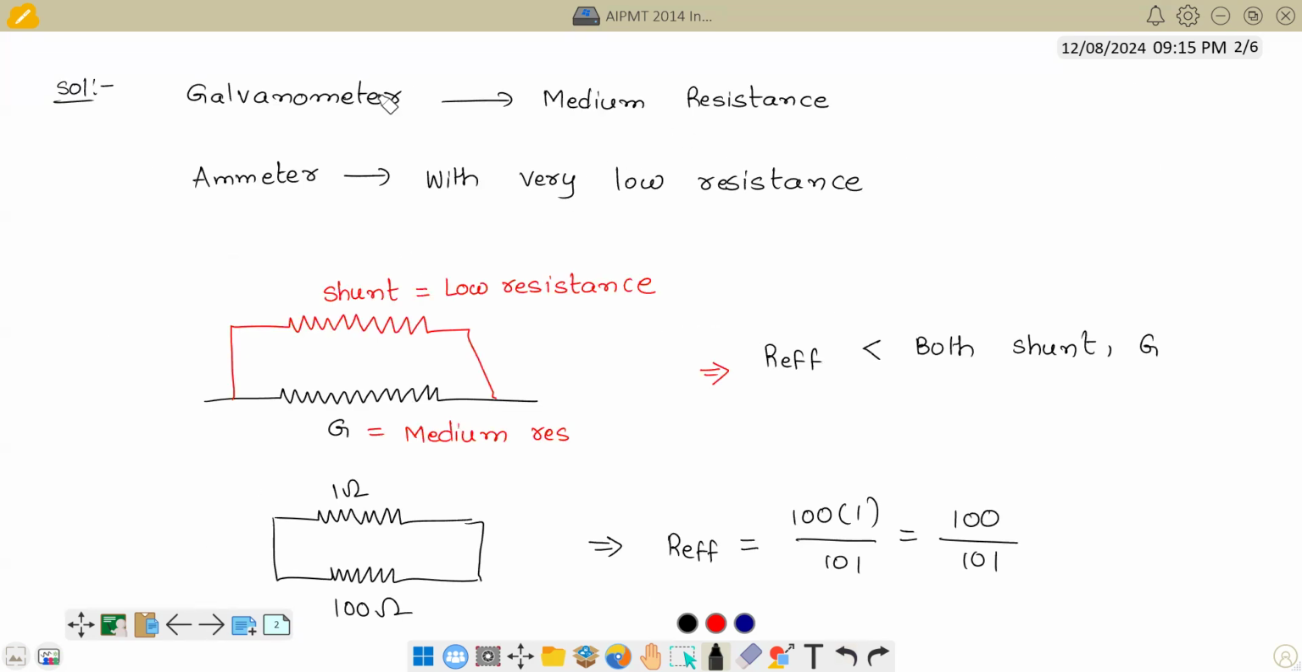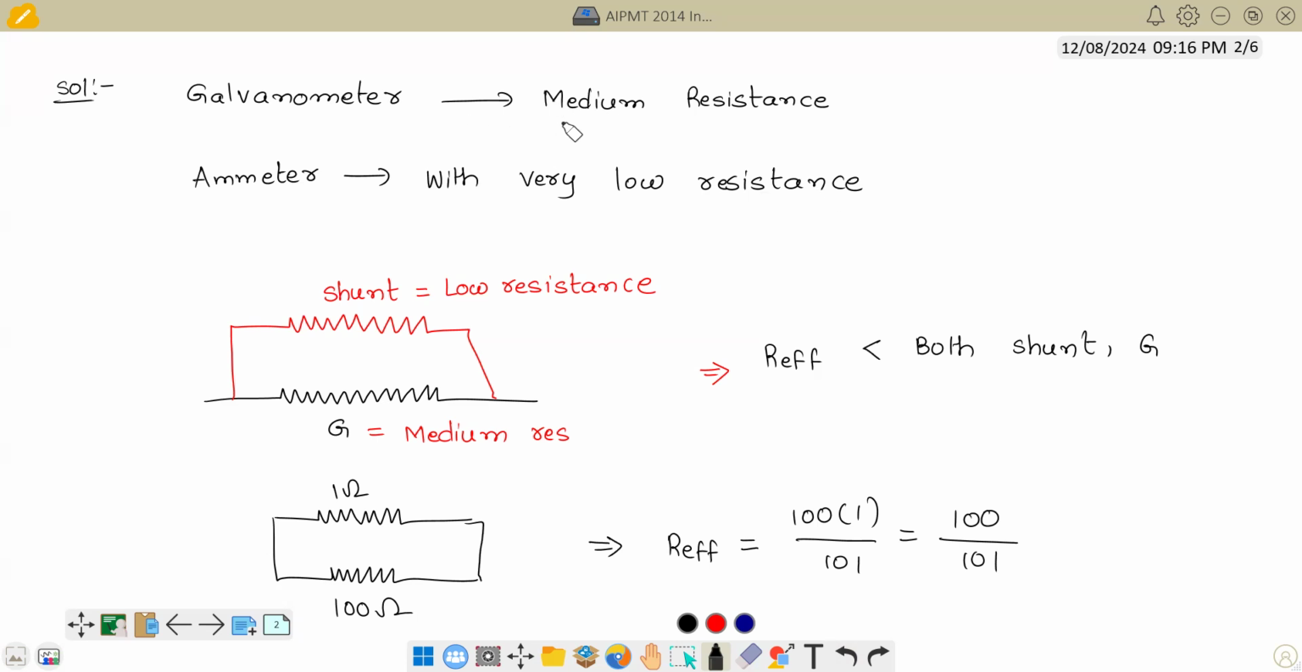If you look at the concept of this problem, first you should know what is a galvanometer. You can think of a galvanometer as a device with a medium resistance. So medium resistance could be around 100 to 1000 ohms. Now, what is an ammeter? Ammeter is a device with very low resistance.